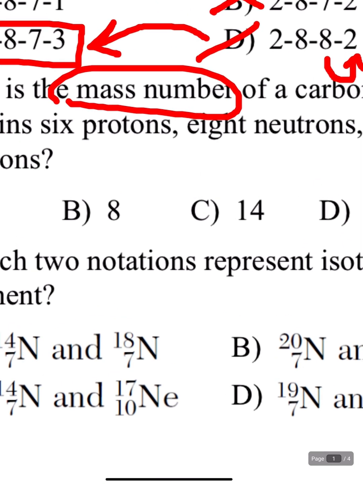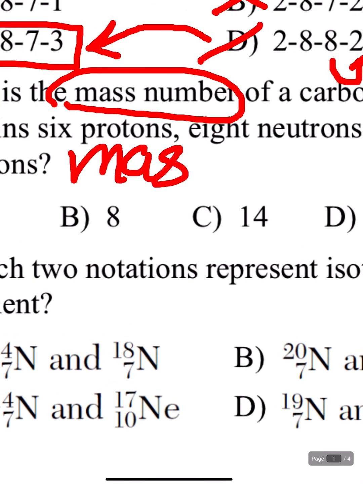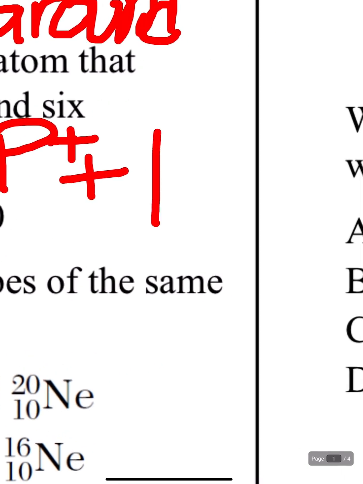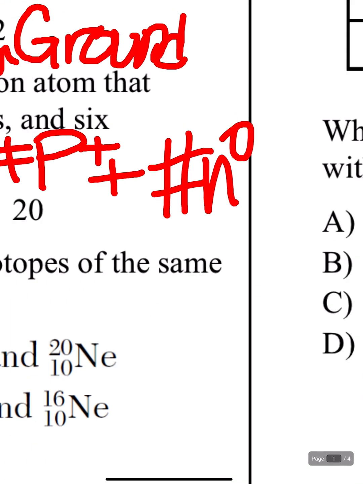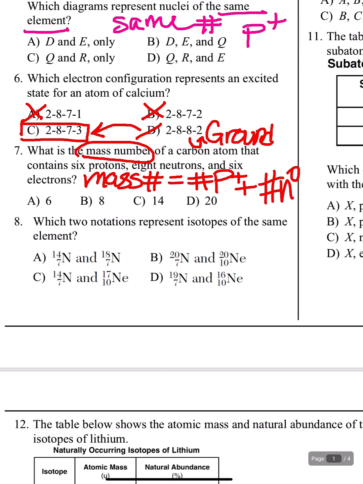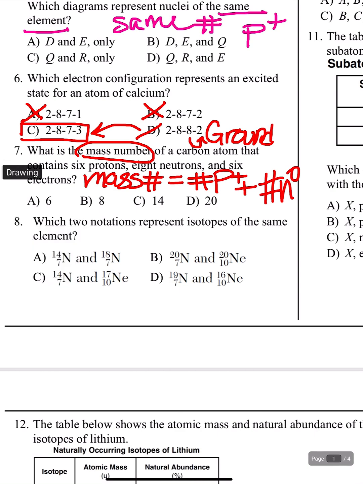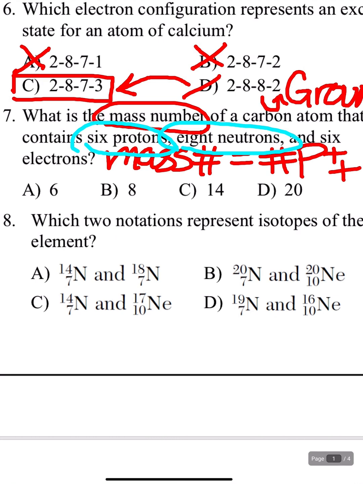Mass number is equal to number of protons plus number of neutrons. So if I look at this, they give me that information. They give me that it has 6 protons and 8 neutrons. I add that up. 8 plus 6, I get C. Going to the next one.